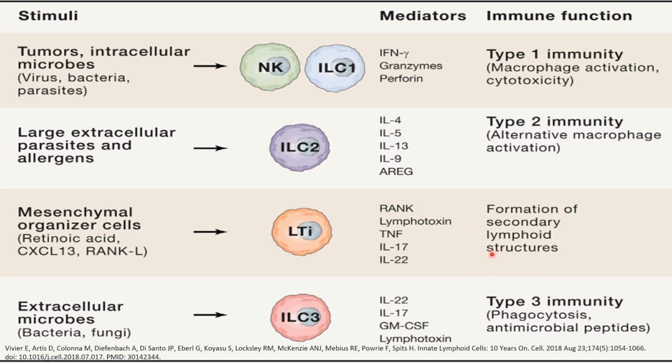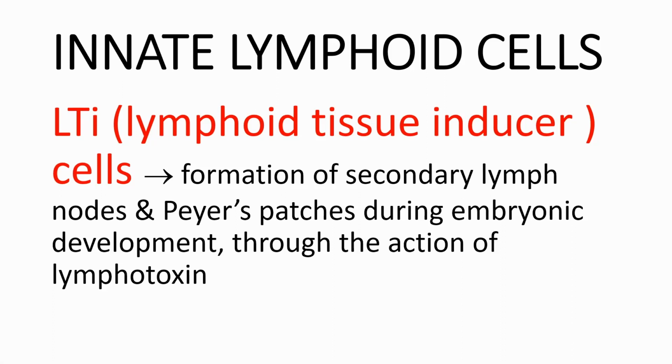The fourth group includes innate lymphoid cells type 3, which are stimulated by extracellular microbes, bacteria, and fungi, and they secrete interleukin 22, 17, granulocyte-monocyte colony stimulating factor, and lymphotoxin, and they are responsible for type 3 immunity, phagocytosis, and antimicrobial peptides. The LTI, or lymphoid tissue inducer cells, as I explained in the previous diagram, is responsible for formation of secondary lymph nodes and Peyer's patches during embryonic development through the action of lymphotoxin.